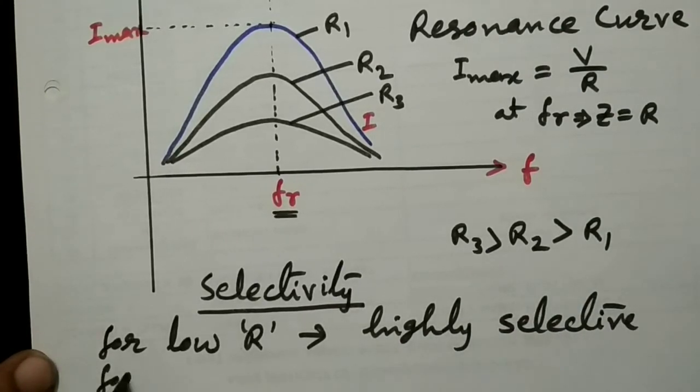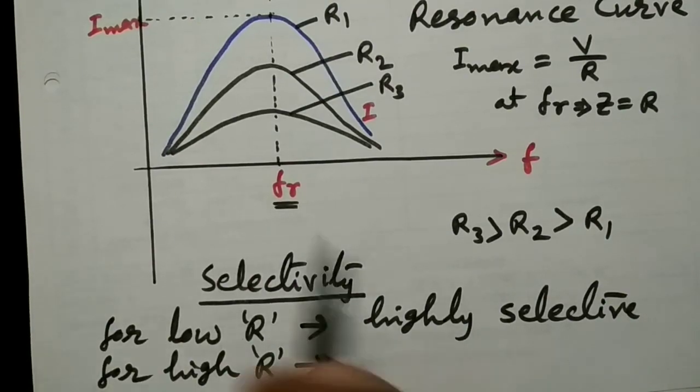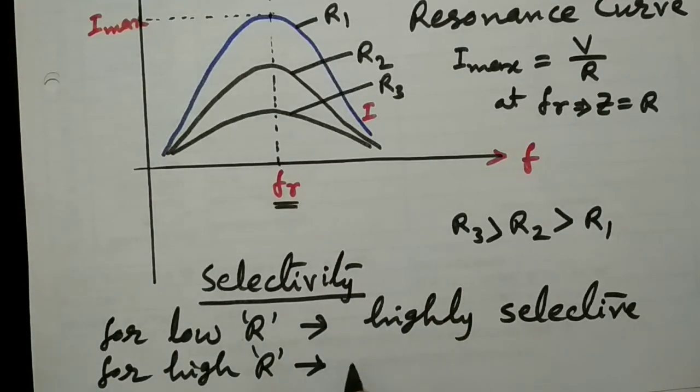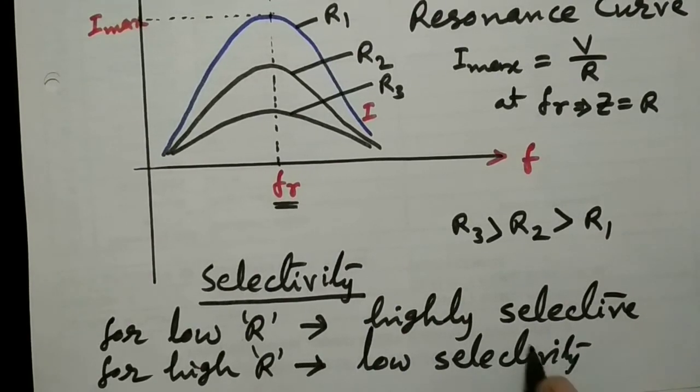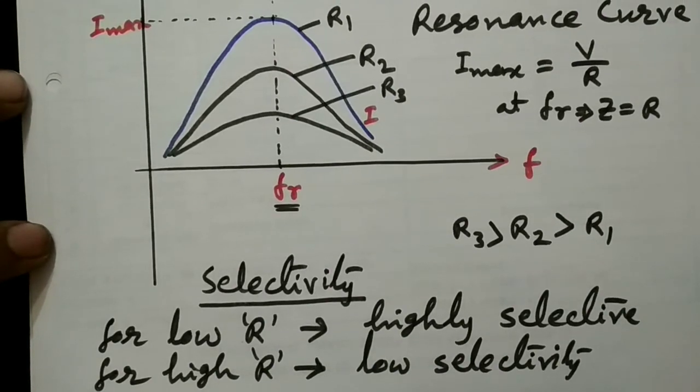And for high resistance, if the resistance is increased in a RLC series circuit, then the sharpness of the curve will be gradually flattened. So this is called low selectivity. This is called a highly selective circuit, and this is called a low selective circuit or low selectivity.